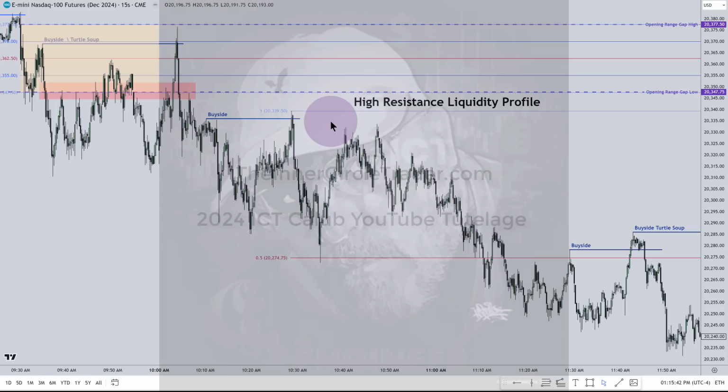So because it's a high resistance liquidity profile, it's not going to have inefficiencies. It's going to be running for buy stops. So they run the market higher to take the buy stops and then sell off. They run the buy stops and then sell off, over and over.